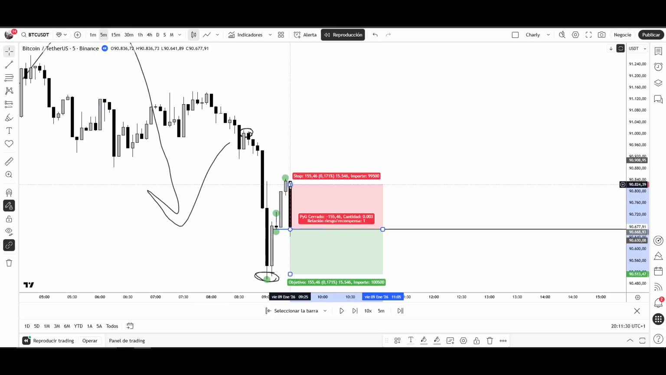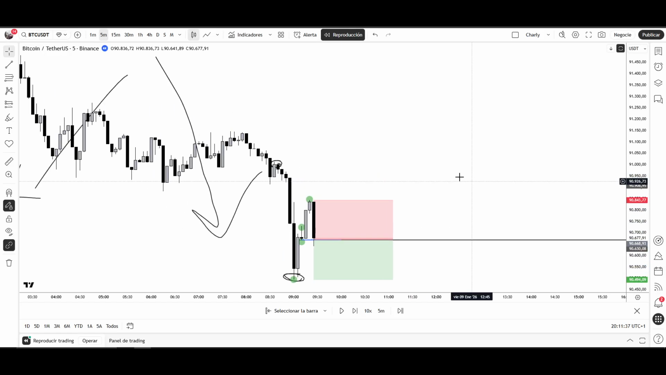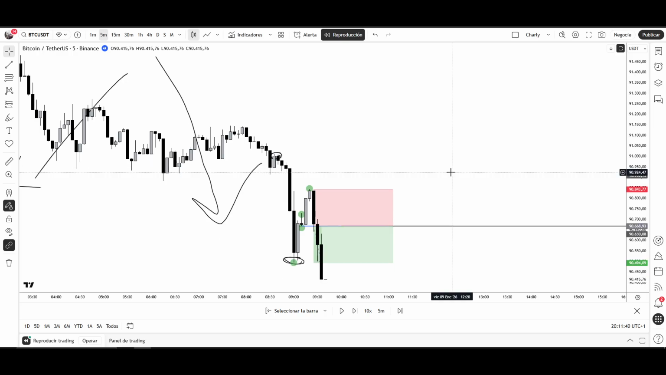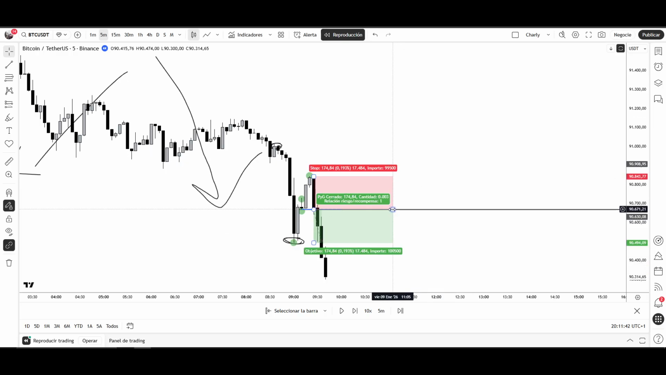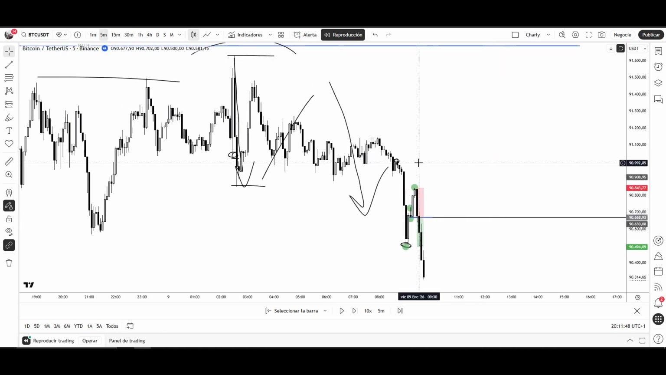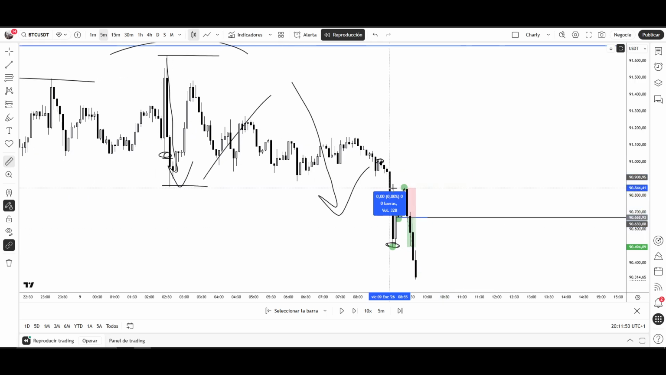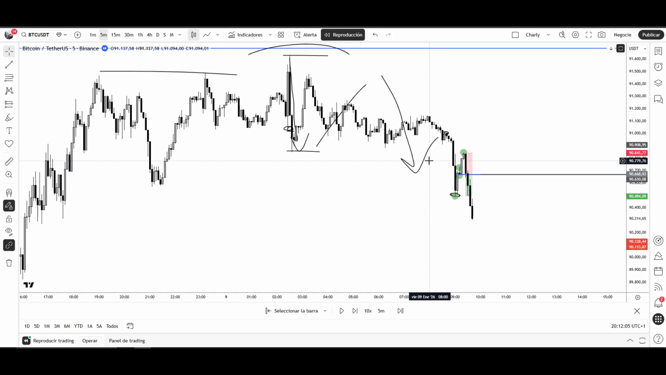This was the setup, basically: invalidation right above the high, and the exit at the 1-to-1 risk to reward ratio. This was kind of a clean setup, right? It didn't take much to get to our exits, but that's basically how we went from a range of 520 pips to a range of 170 pips, which is quite a big reduction of pips, and that's what we want.